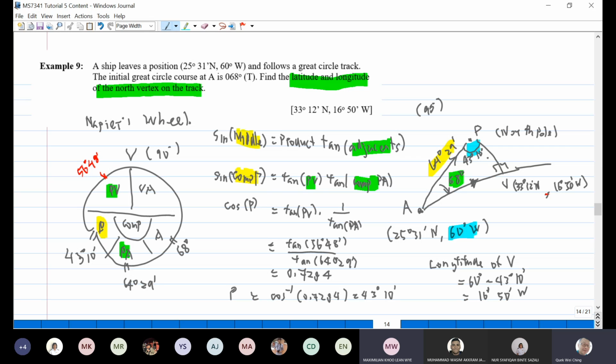Sir, my calculator, when I calculate the angle of P, I got a different answer. What answer you get? I got 46 degree and 50 minutes. Something is wrong like that. I think I get 0.7294, right? Yes, correct. How can your calculator get a different answer? Cosine inverse. Make sure it is in degree mode.